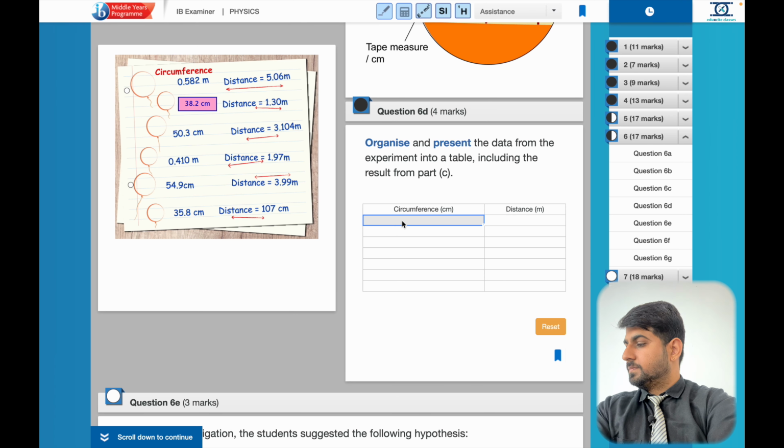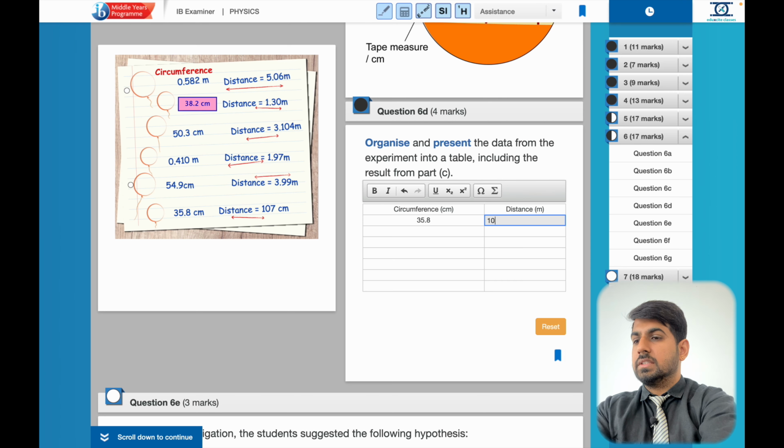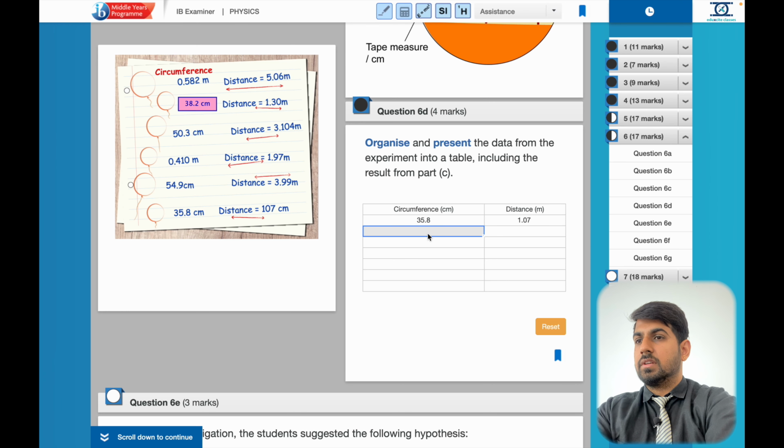Okay, now starting with the least one. Because these are in meters, do not get confused. So the least one will be 35.8. No need to write down centimeters because we have already mentioned it in the column heading. The distance for the corresponding is 107, or you can say it is in meters, 1.07, dividing by 100. Then next will be 35, then 38.2, 38.2 and 1.30.